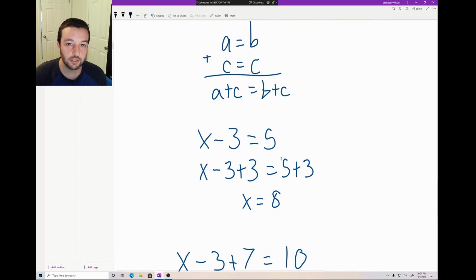We want to strategically add or subtract whatever this number is. And whether we're adding or subtracting depends on what operation this one is. If we start with subtraction, we want to add something to both sides to get rid of it. And if we start with addition, we want to subtract something from both sides to get rid of it.